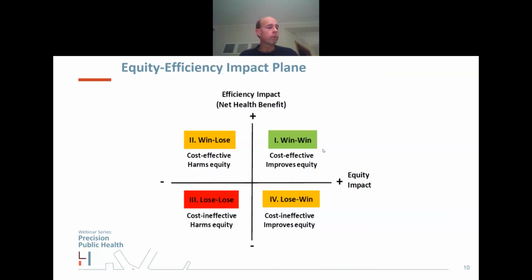Now, ideally, we would want to be in a situation where we have a new intervention which is both more cost-effective and improves equity. That is not often the case, I would think.